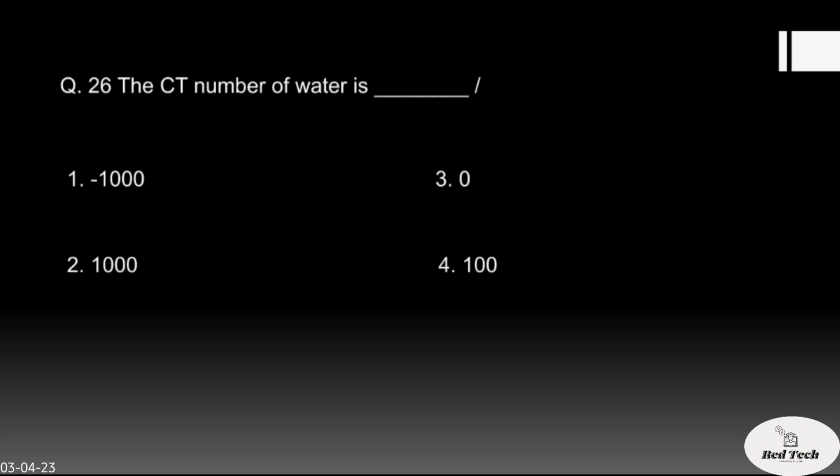Question number 26. The CT number of water. We have to tell about the CT number. Options are option 1 minus 1000, option 2 1000, option 3 0, option 4 100. You can check out the MCQ section, in which I have discussed all the CT MCQs very clearly, so go through that also. The right answer is option number 3, which is 0. So the CT number of water is 0.